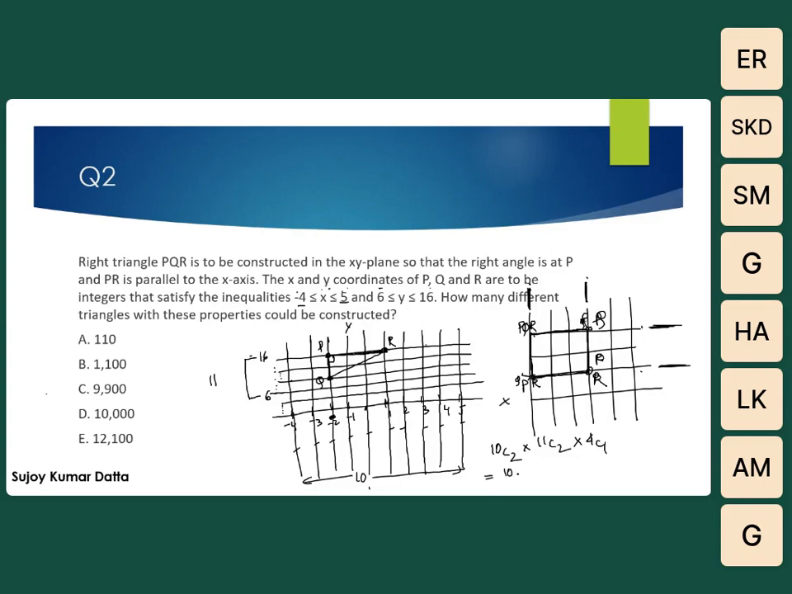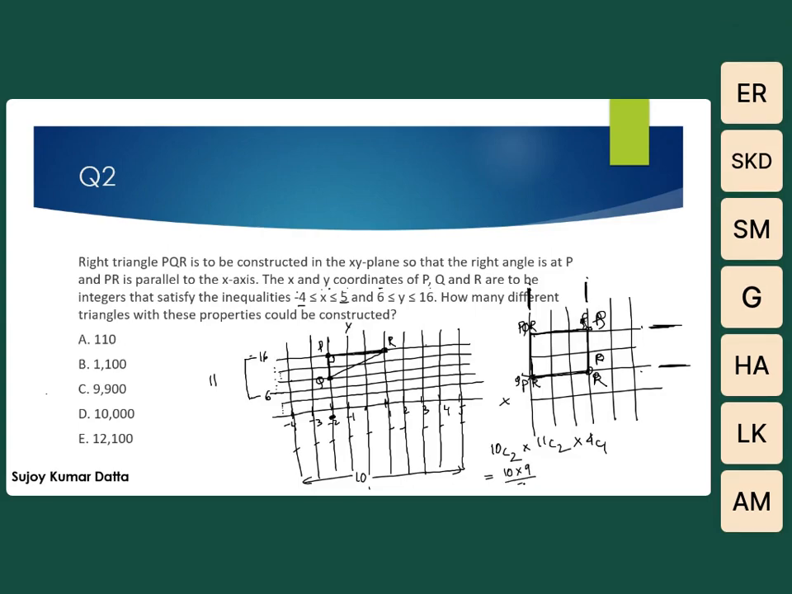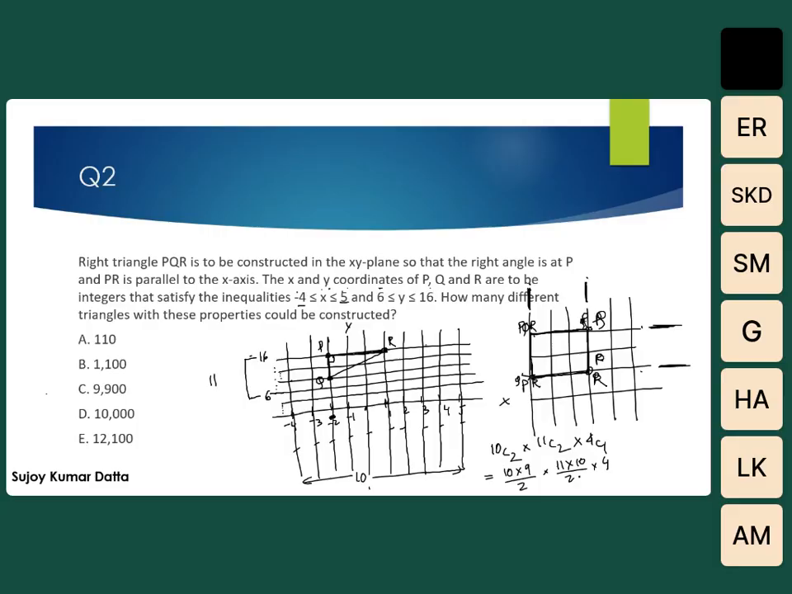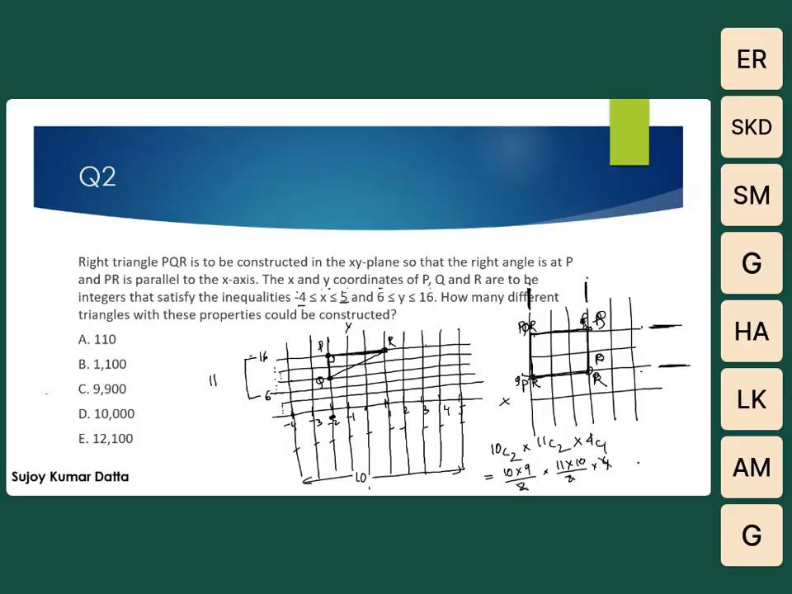So you calculate now. 10C2 is 10 times 9 over 2 factorial. 11C2 is, sorry, 11 times 10 upon 2 factorial, times 4. So that's out. So you got 9900. So that is the third option. Follow?